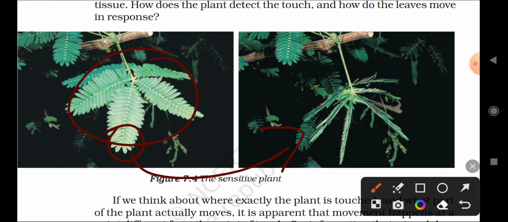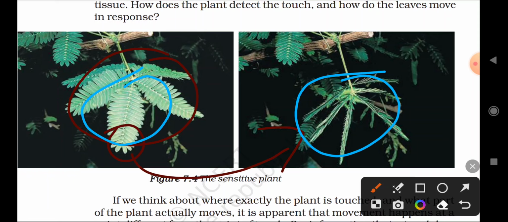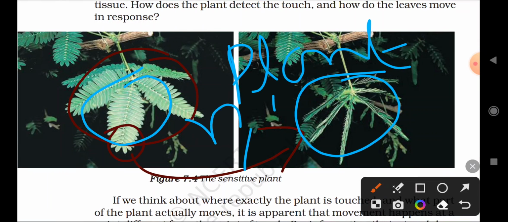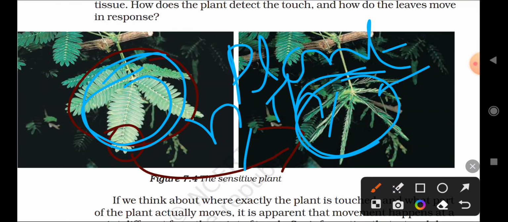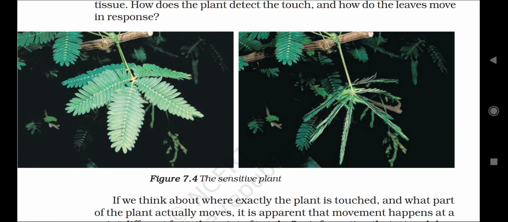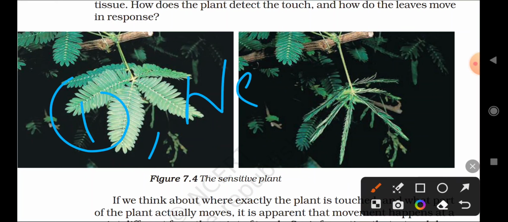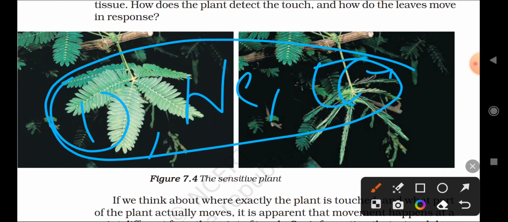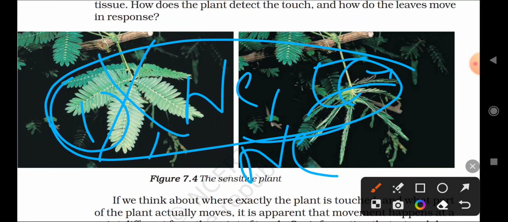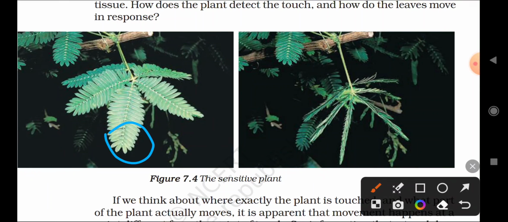So the question arises: after touching the sensitive plant it changes its shape, but according to our study, plants do not have any nervous tissue or brain. We know that animals have cells, neurons and a brain, but the plant does not have a nervous system. Then how do they coordinate, so that if we touch one part, the entire leaf changes its shape?